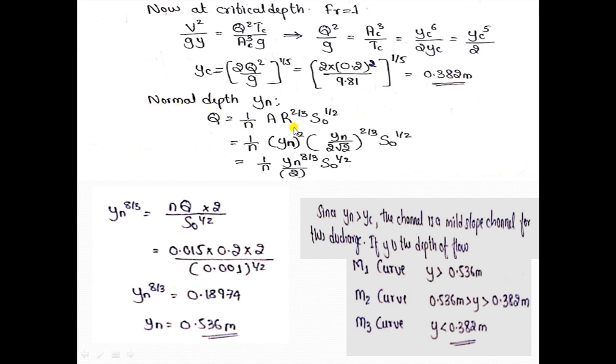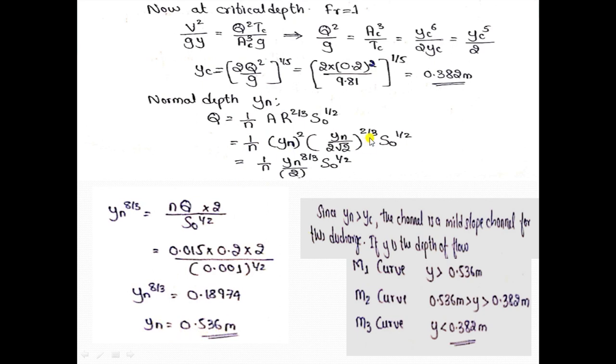Then we can use Manning's equation in order to find the normal depth. Q is equal to 1 by n, A r raised to 2 by 3, S naught raised to 1 by 2. So here the hydraulic mean radius is yn divided by 2 root 2 and area is yn square. If we substitute these values and simplify for yn, we will get yn as 0.536.